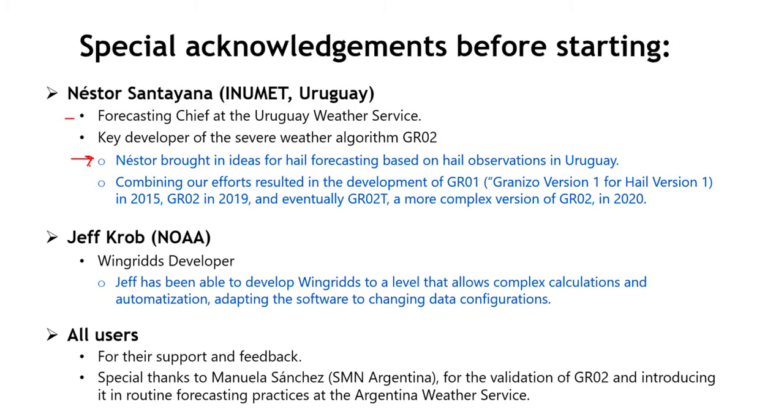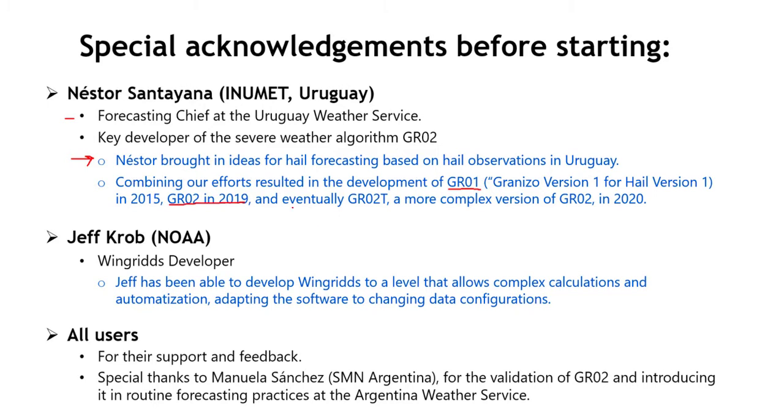So he already had some ideas and some parameters he looked into, and then we combined the efforts of Nestor with Mike Davison's and mine, and this resulted in the first hail algorithm. It was called GR01, and the name is weird, but GR stands for granizo, which is hail in Spanish. So granizo version 1. And this was very successful since 2015. This evolved into GR2 in 2019 since there were some changes in the GFS model. So we revisited the algorithm.